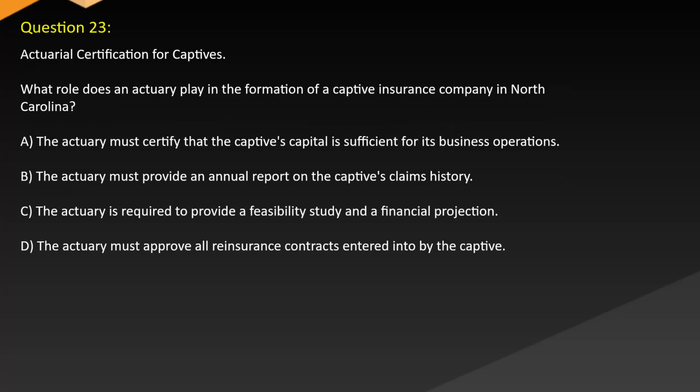Question 23. Actuarial certification for captives. What role does an actuary play in the formation of a captive insurance company in North Carolina? A. The actuary must certify that the captive's capital is sufficient for its business operations. B. The actuary must provide an annual report on the captive's claims history. C. The actuary is required to provide a feasibility study and a financial projection. D. The actuary must approve all reinsurance contracts entered into by the captive.